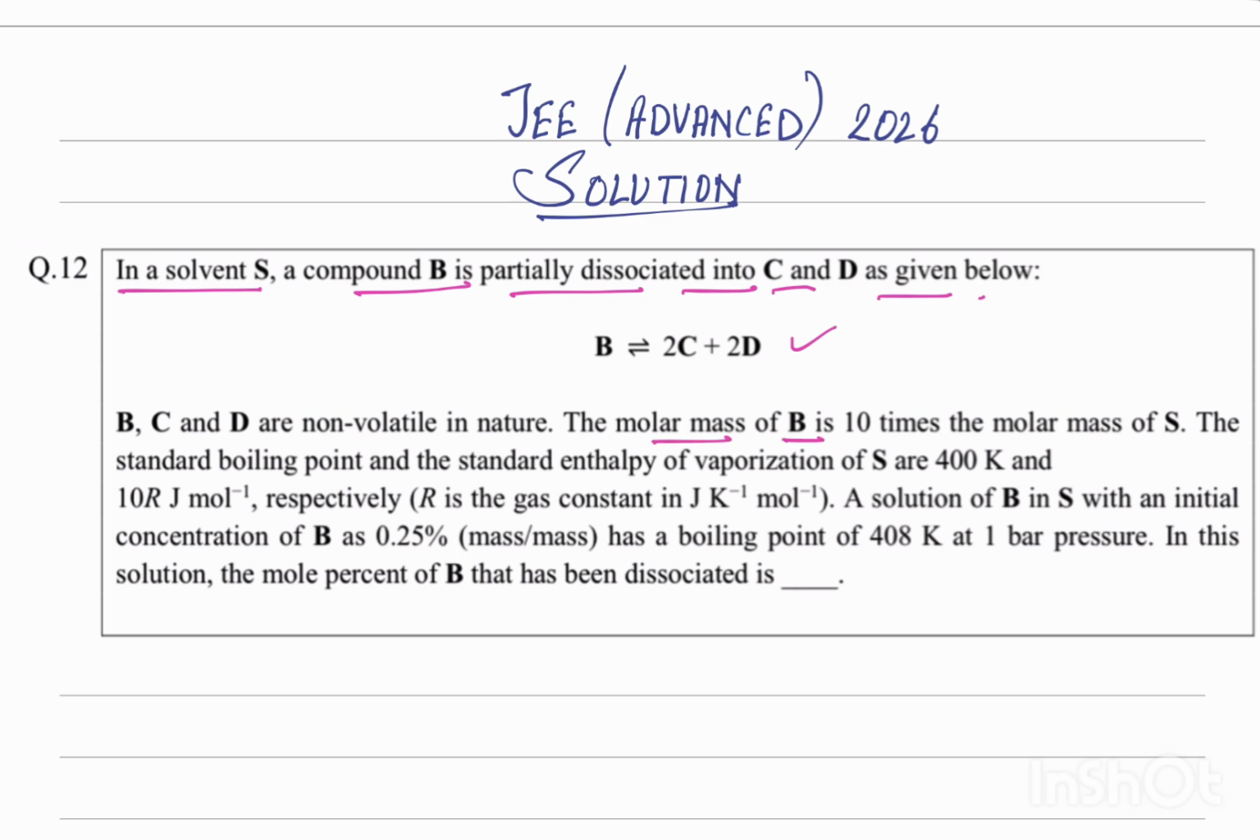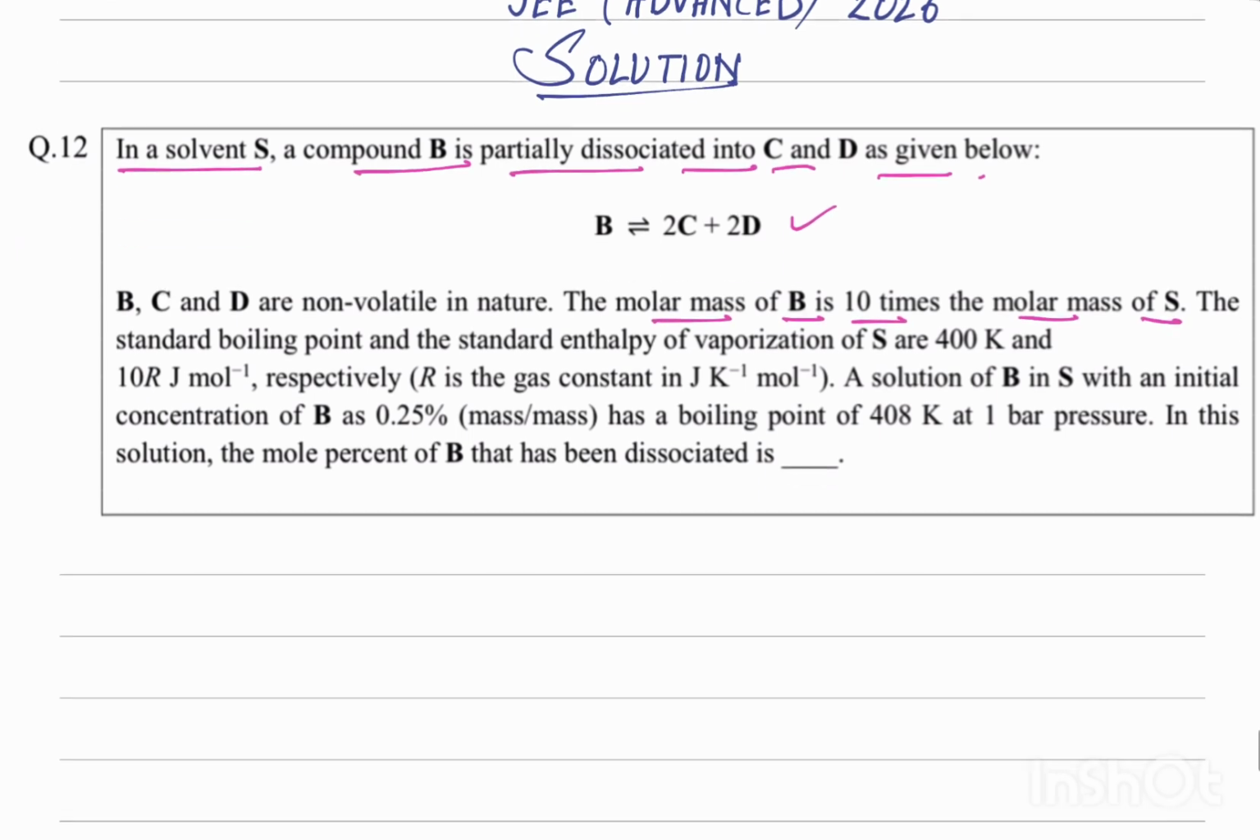The molar mass of B is 10 times the molar mass of S. So we can write it as molar mass of B is 10 times the molar mass of S. The standard boiling point and the standard enthalpy of vaporization are given. Solvent S has a boiling point, which we can write as TB naught. So TB naught has the value of 400 Kelvin and delta H of vaporization is equal to 10 R joules per mole. So it is given.